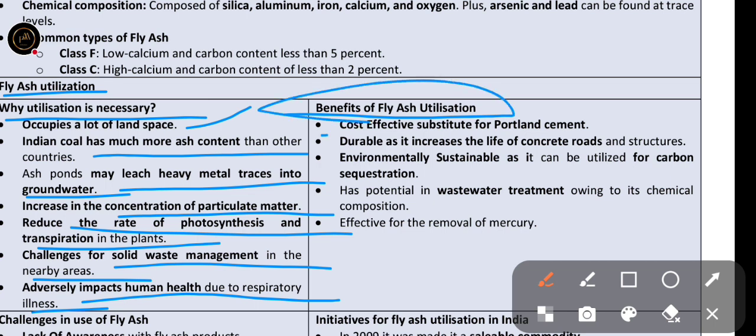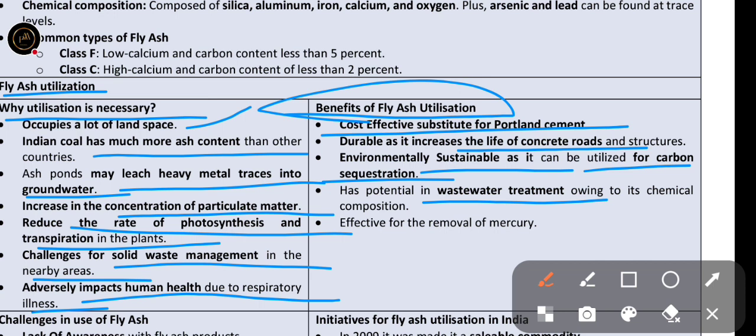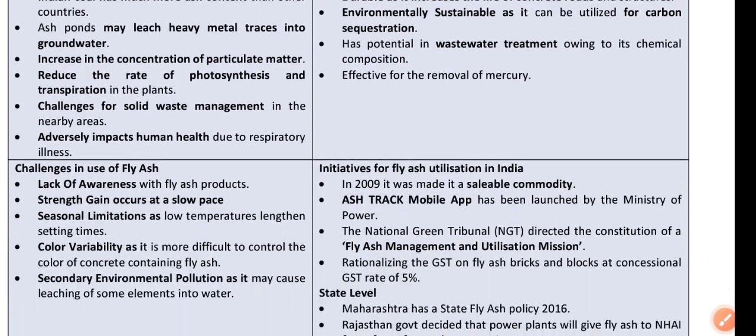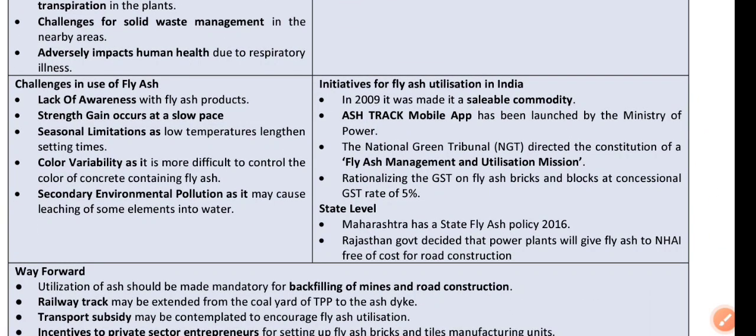And the benefits of fly ash utilization: it is a cost effective substitute for Portland cement. Okay, and durable, as it increases the life of concrete roads and structures. It is environmentally sustainable, as it can be utilized for carbon sequestration. Fly ash has potential in wastewater treatment owing to its chemical composition, and it is also effective for the removal of mercury. So you should remember the benefits and why fly ash utilization is important.